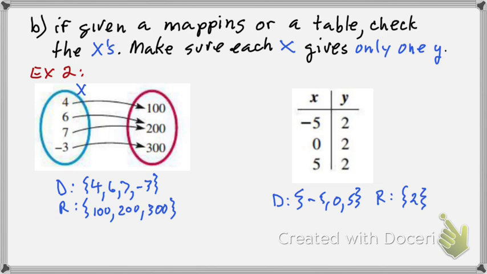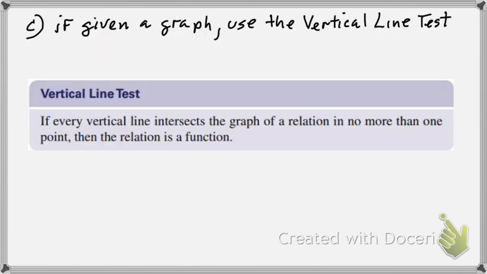So far, so good? There's problems just like those two. C. If they give you a graph, and they're going to give you some graphs, they'll ask, is this a function or not? If you already know what the vertical line test is, don't write this down. That's just a waste of your time. If you don't, it wouldn't hurt to jot this down.